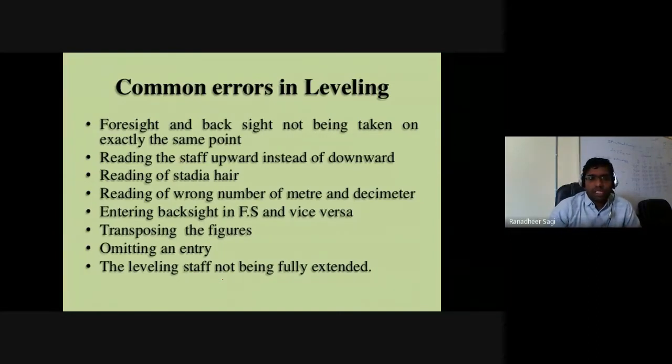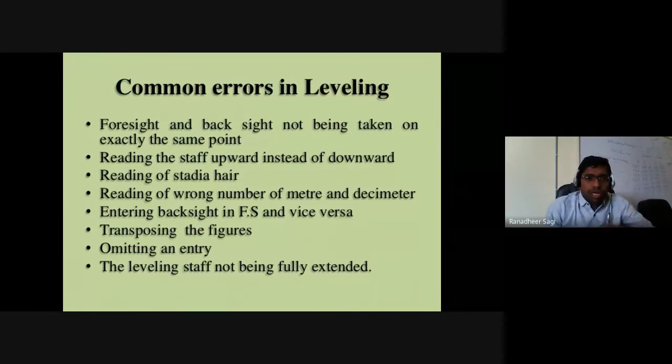More commonly, when you are carrying out your leveling, these are the common types of mistakes that we commit while carrying out leveling surveying. Okay, surveying related to leveling. So in such a case, what are those common types of errors that we commit?